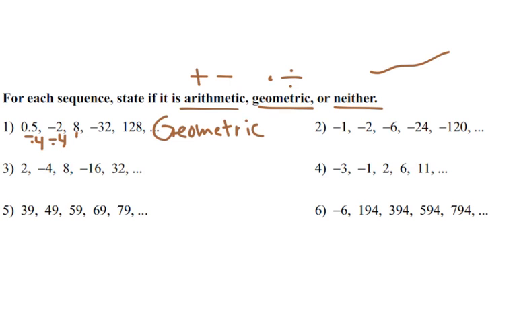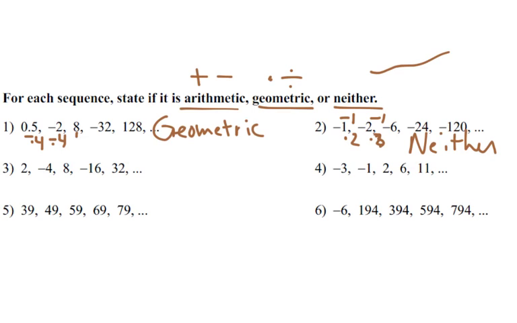Okay. Second one, -1 to -2, -2 to -6, -6 to -24. I can't subtract 1 each time to get it to work. What about timesing by 2? If I times by 2, that'll get to -2, but timesing by 2 won't get to -6. You'd have to times by 3. So, this is a neither. Even though we're multiplying in our pattern, we're not doing the same number.